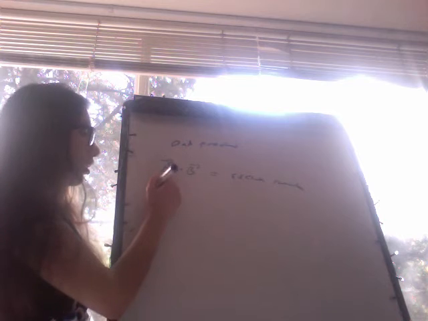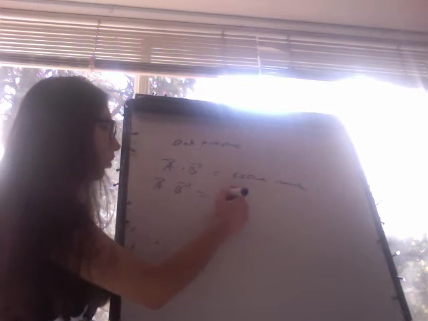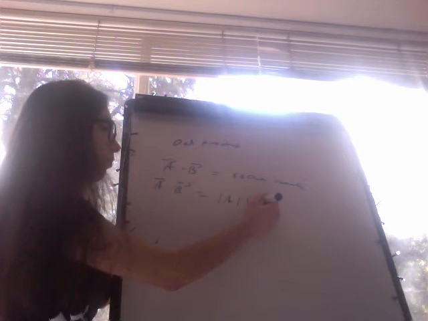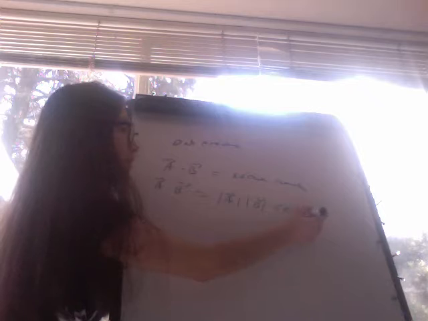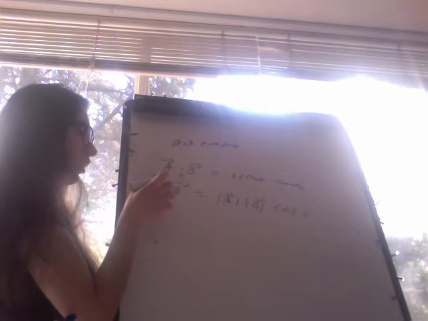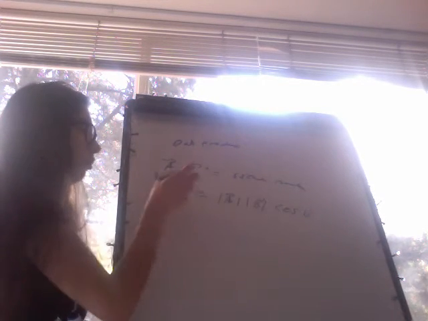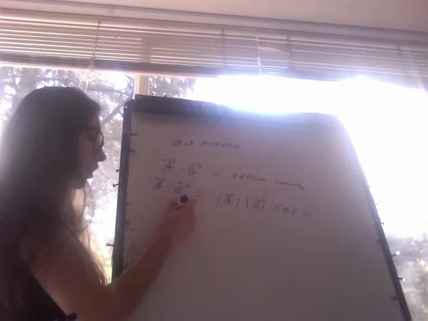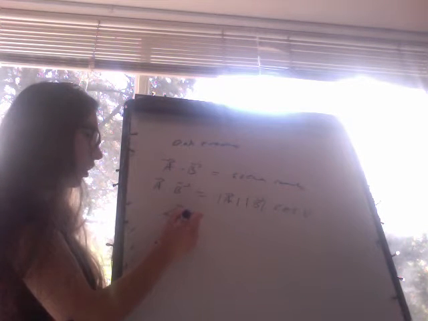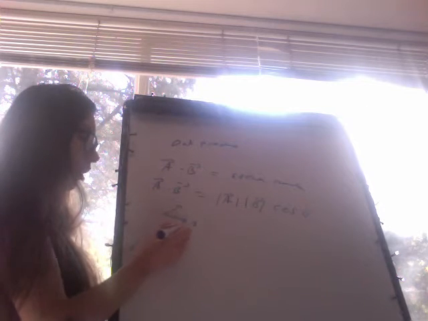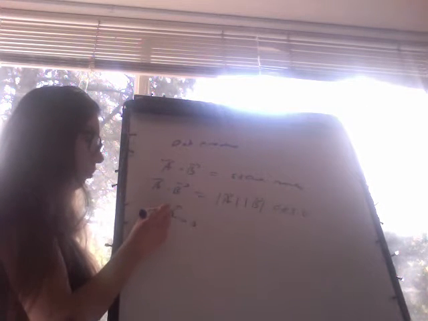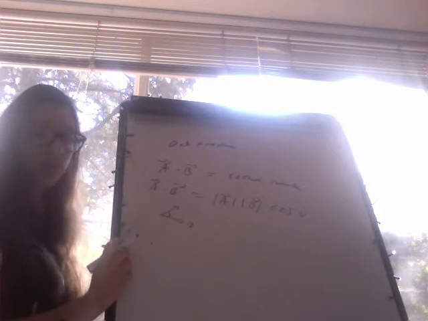A dot B is equal to the magnitude of A times the magnitude of B times the cosine of the angle between A and B. If this is the vector A and this is the vector B, it is the magnitude of A times the magnitude of B times the cosine of the angle between these two vectors.